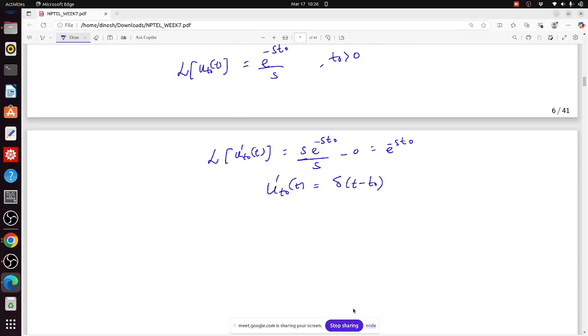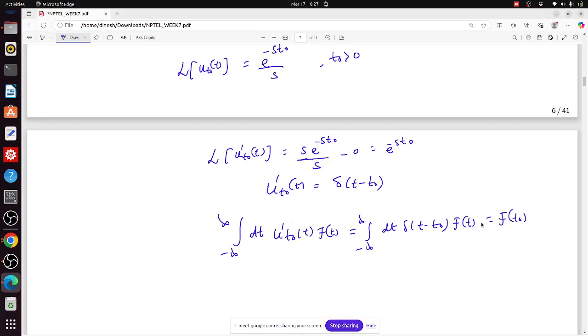That means this is also a property that we can obtain directly by showing, let's say, the integration from minus infinity to infinity dt u_t0 prime(t) f(t) is equal to the integral from minus infinity to infinity dt delta(t minus t0) f(t), which is f(t0).